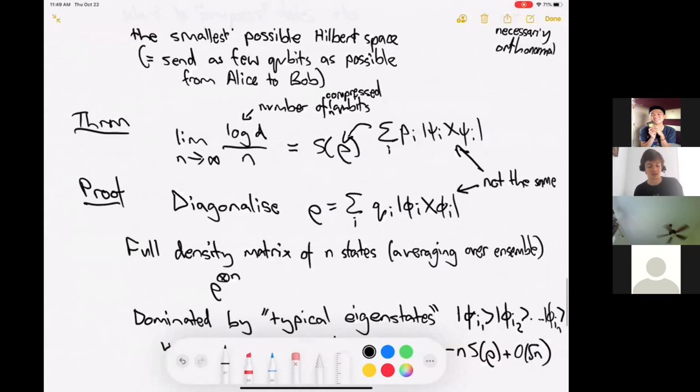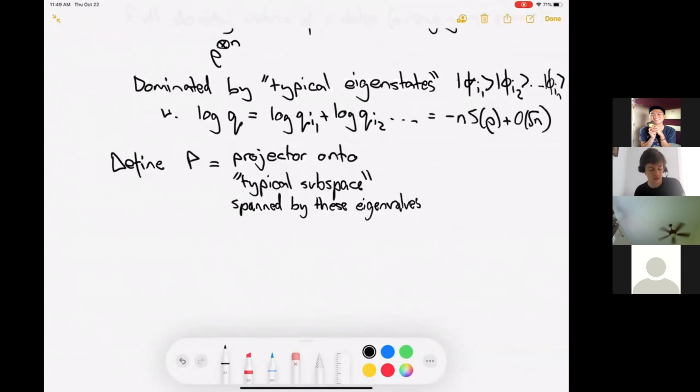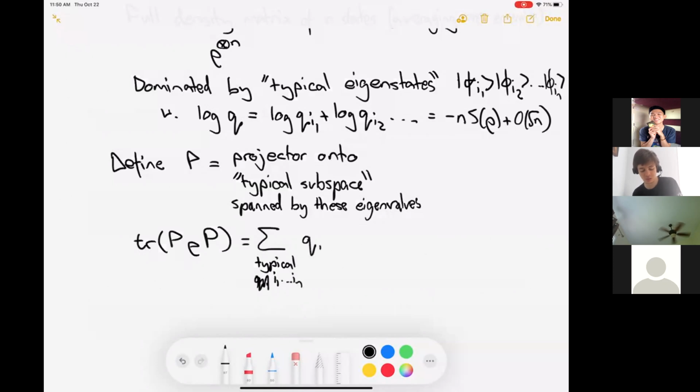Awesome. Okay, so if we take this projector onto the typical subspace, then it's easy to see that if we take the trace of rho projected into this typical subspace, we don't actually need one on each side because P squared equals P, but whatever. This is going to be the sum over typical i1 to in of Q_i1 all the way up to Q_in. And because we claimed that with probability very close to 1 it's dominated by typical eigenvalues, then this is roughly equal to 1. It's bigger than 1 minus epsilon.